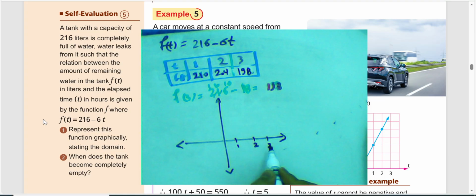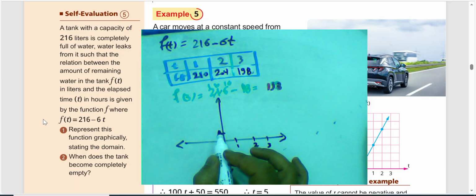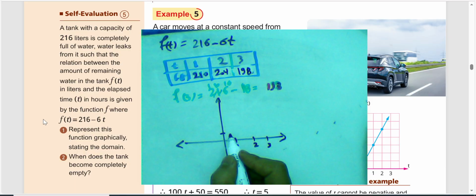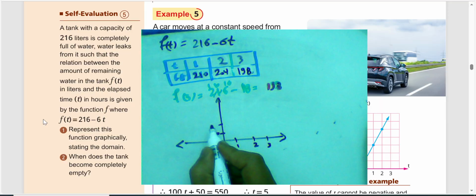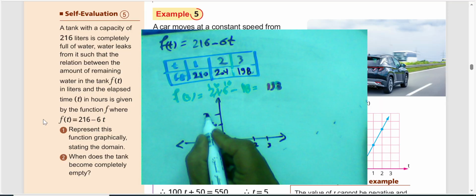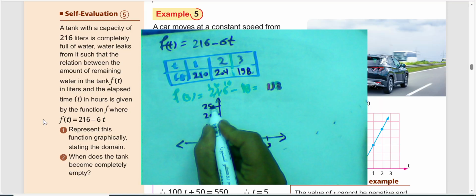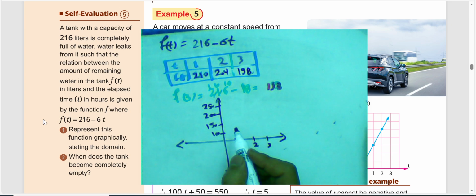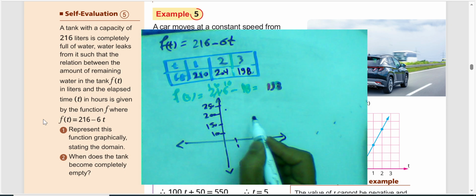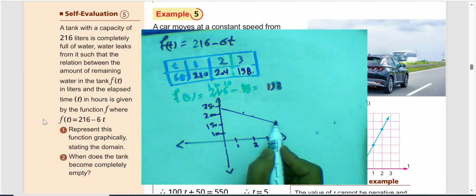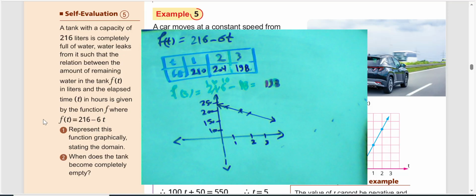1, 2, and 3. Start the image here, right? Start from 100, and then 150, 200, 250. One with 210 here, and then 204, 198, like this. It's decreasing. The function here will be decreasing.